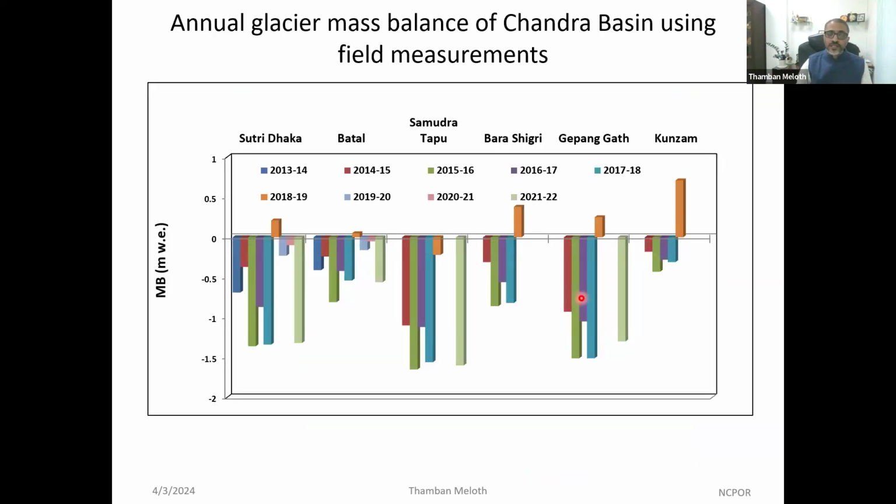As you can see, the data for nearly the last 2 decades very clearly show a significant loss of glacier mass. In some cases, as much as nearly 1 meter of ice is lost every year, and in some, on average, nearly half a meter of ice is being lost every year.